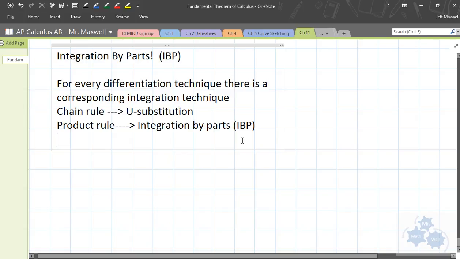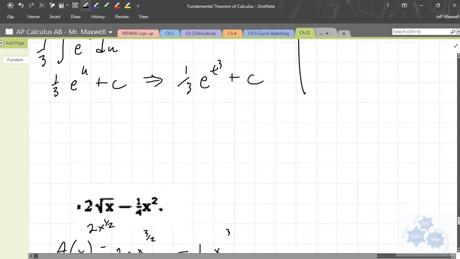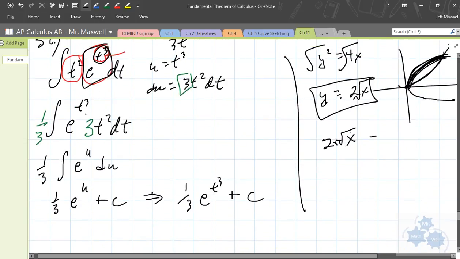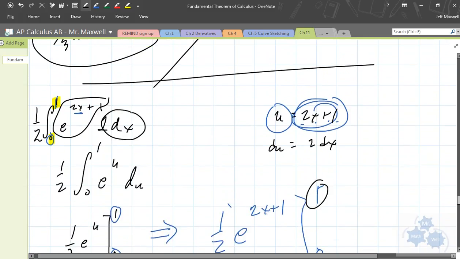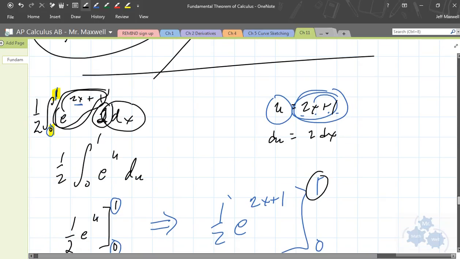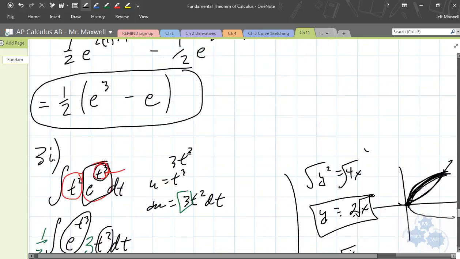Okay, so let's say that we have some function that looks like this. It's a product of two functions. If we go back to our other techniques, look at this. We have e to the power of t cubed times t squared. There's two differentiable functions, right? Here's just one function, and is that a 2 there? I think that might be a 2 there. So there we go. We can differentiate 2, right? The derivative of 2 is 0, but two functions that are differentiable.